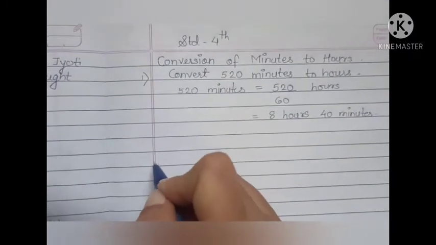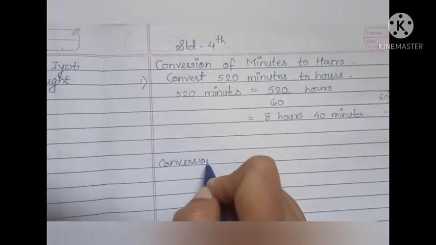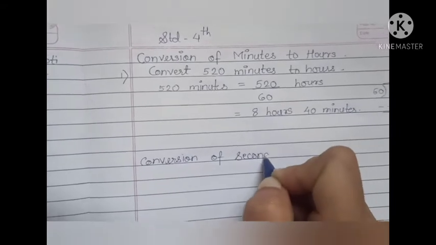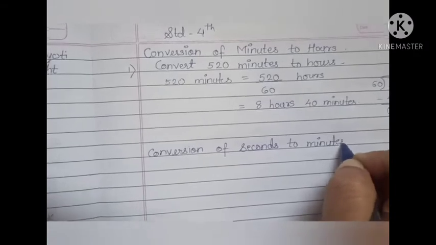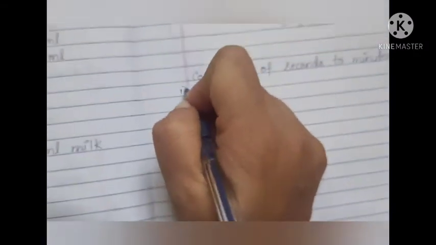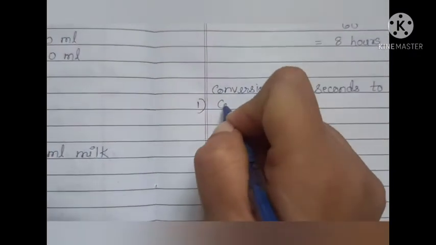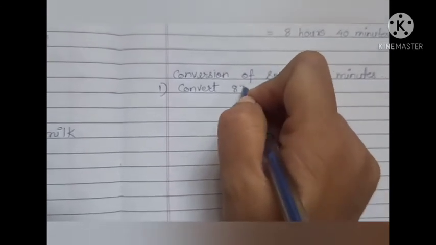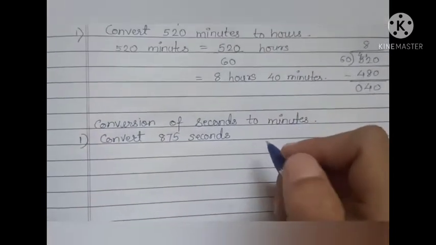Now let us see one more conversion. Now we will do conversion of seconds to minutes, right? Seconds to minutes. So let us take one more example here. Here we go. Convert 875 seconds to minutes.